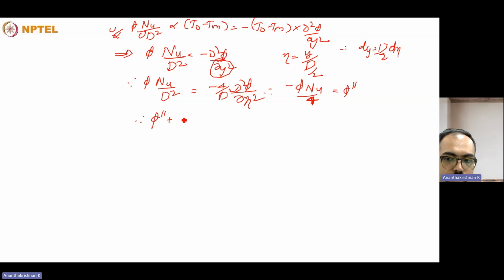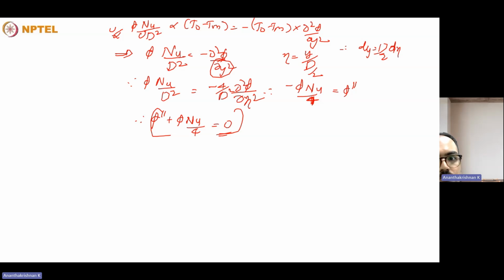Therefore, phi double dash plus 5 into Nusselt number divided by 4 is equal to 0. That is the final differential equation, and we try to solve this. This is a homogeneous equation. The right hand side there is 0. It's a constant, so it's kind of easy to solve this problem.